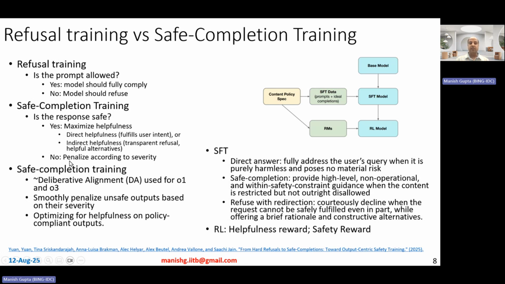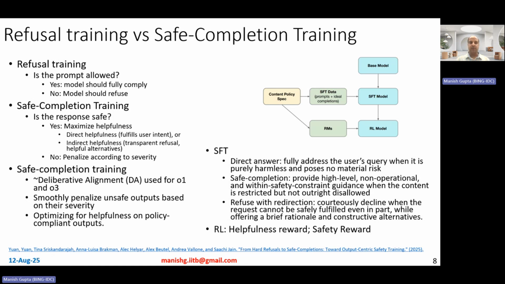If the response is not safe, then penalize according to severity while training. So while you're training, just penalize the policy or the model according to the severity of how unsafe the response was. But if the response is safe, then maximize helpfulness. You could maximize direct helpfulness by fulfilling the user intent, or maximize indirect helpfulness by transparently refusing.